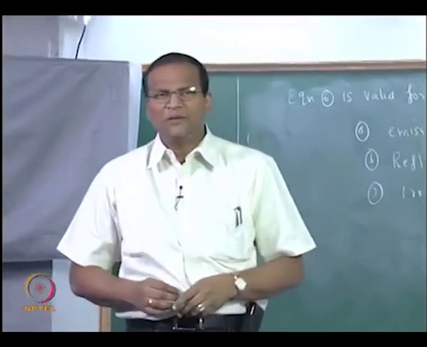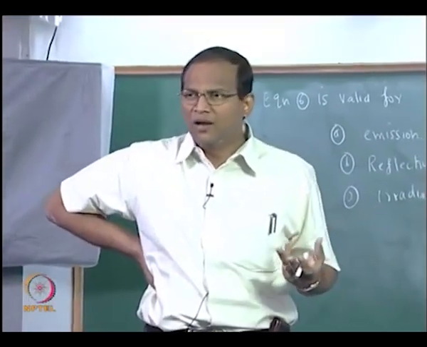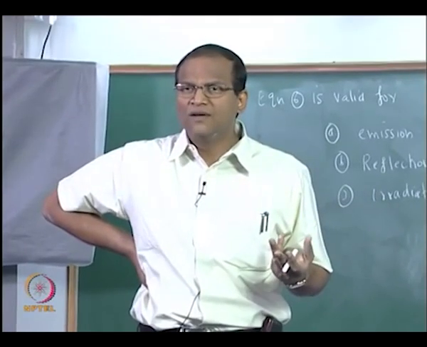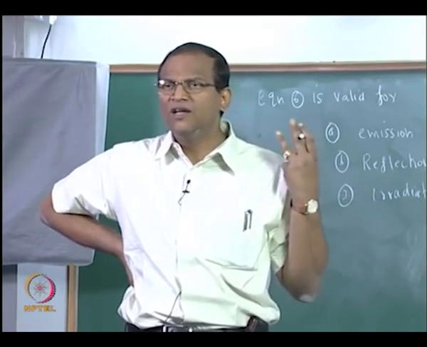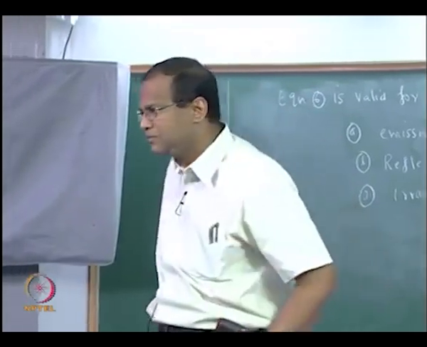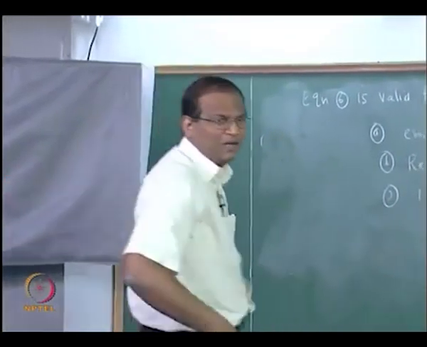Now I think we are all sleeping. I told so many stories about a black body. Black body is a perfect emitter, it emits the same in all the directions. Why should the I be inside the integral? Pull it out of the integral and simplify the expression, please do it.